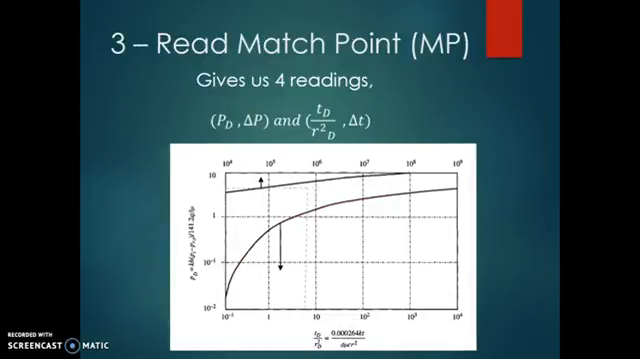When we read our match point, we pick a convenient point, and then we read off both axes, both the master curve and the traced graphs, and our match point selection should give us two sets of corresponding values: dimensionless pressure and delta P, and also TD over RD square and delta T.